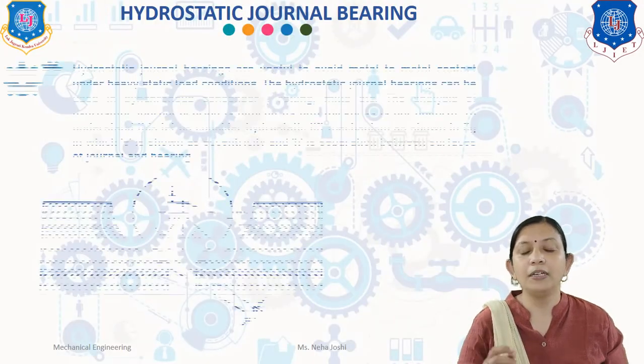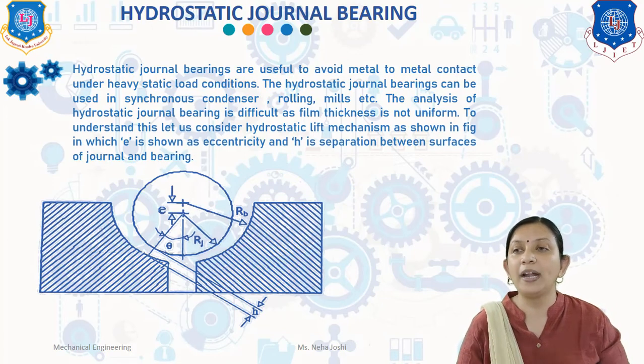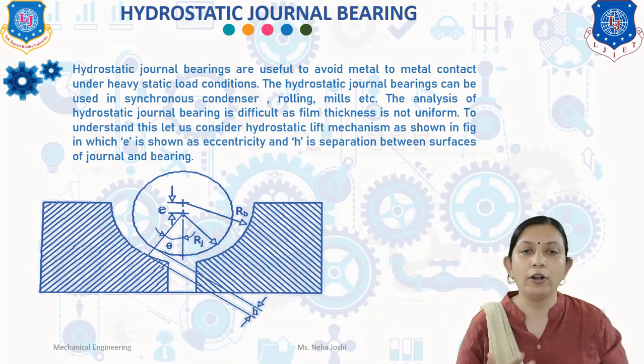Now we will discuss the hydrostatic journal bearing. What is a hydrostatic journal bearing? Hydrostatic journal bearings are useful to avoid metal to metal contact under a heavy static load condition. The hydrostatic journal bearing can be used in synchronous condensers, rolling mills, etc. The analysis of the hydrostatic journal bearing is difficult as the film thickness is not uniform.